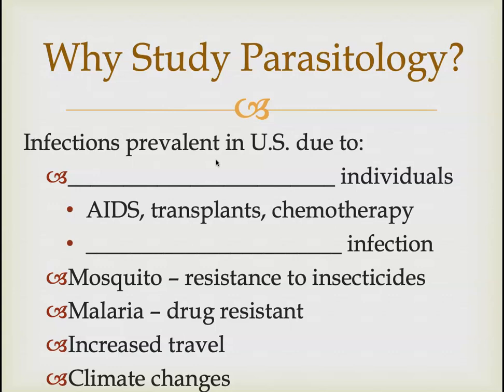Mosquitoes are a vector, and they can become resistant to insecticides, just like other insects can. And malaria can become drug resistant, just like some of our bacteria can become resistant to antimicrobials. Same thing here. With increased travel, you can travel to an area endemic for malaria and bring it back here. And then a mosquito here can bite you and transmit it to someone else. So that's how things get spread.